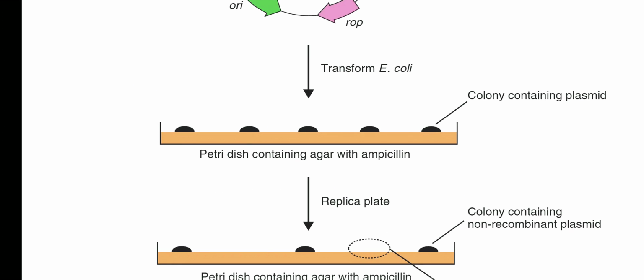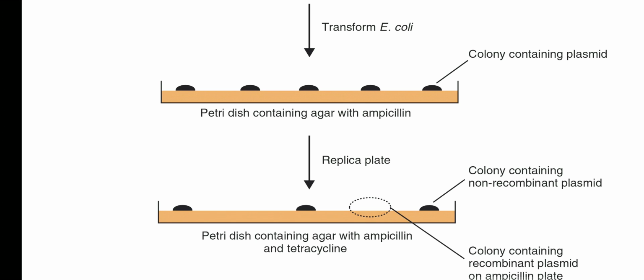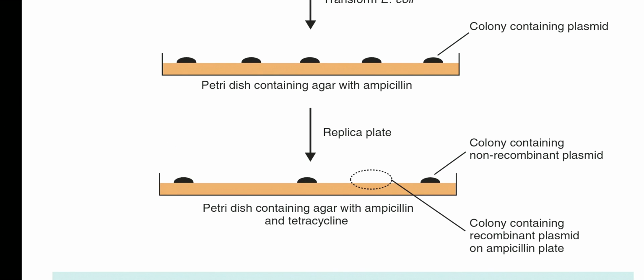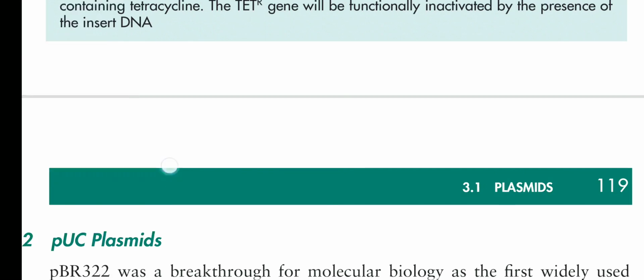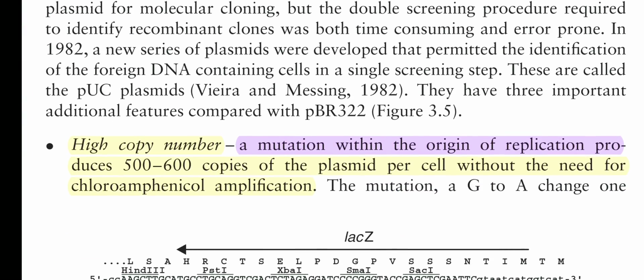Once we get that, we can replicate the colony with non-recombinant plasmid on ampicillin and tetracycline, because we know that tetracycline resistance will only be there in the non-recombinant type, but the colony containing recombinant plasmid will die. Then, having the sample from where it was taken, we can consider that source as your recombinant plasmid containing host. Hope it's not too complicated for you to understand.